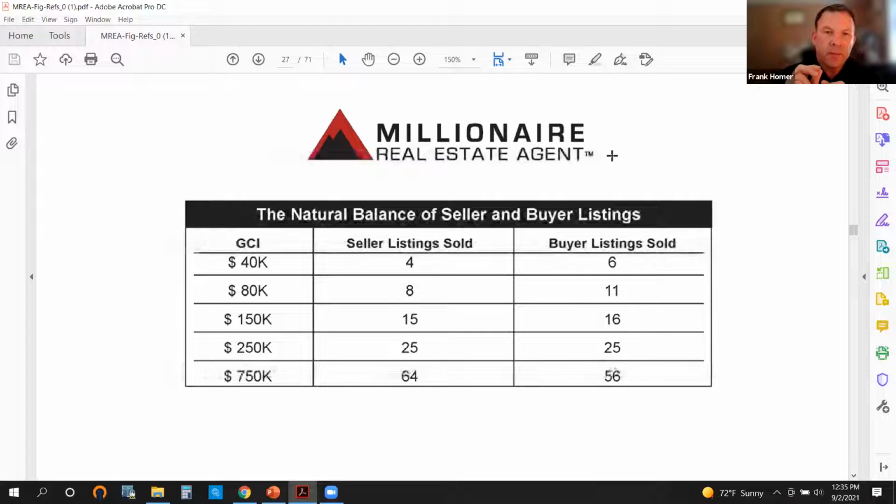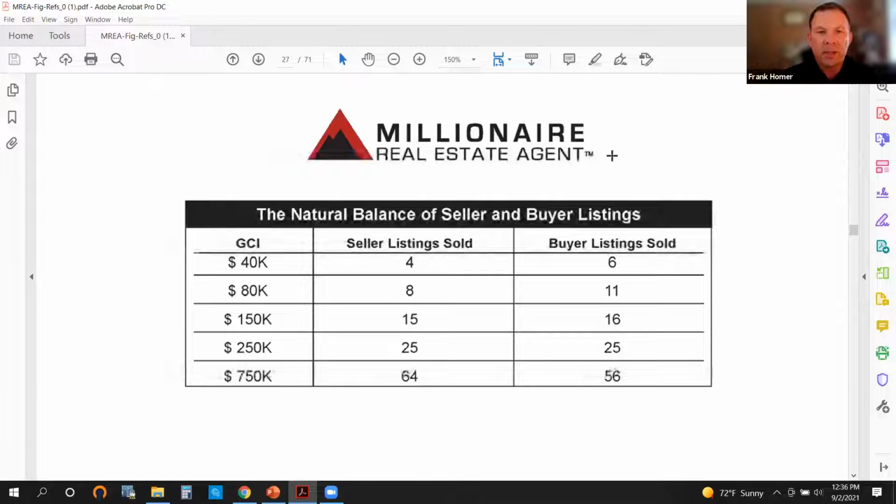Studies show that if an agent were to focus specifically on listings, on average, they will generate one buy side for every listing side. So in other words, if you focused on the listings, you would also have the buyers. The buyers would come with them naturally. And here you can see on the scale on the left, the gross commission income, 40, 80, 150, 250. There's obviously a relationship here all along, almost a 1-to-1 ratio, 4 to 6, 8 to 11, 15 to 16.